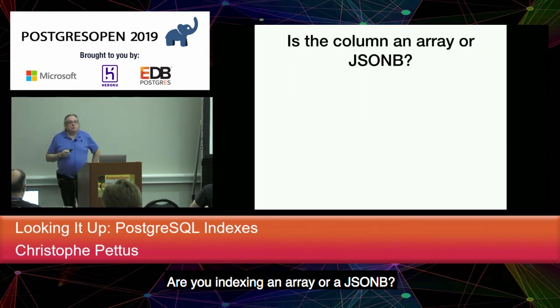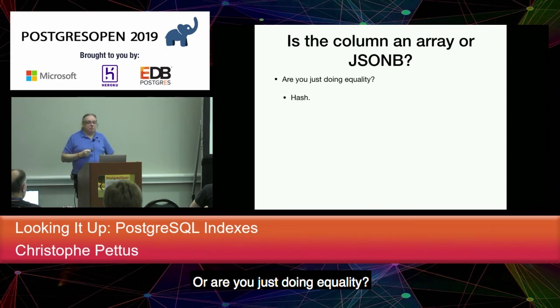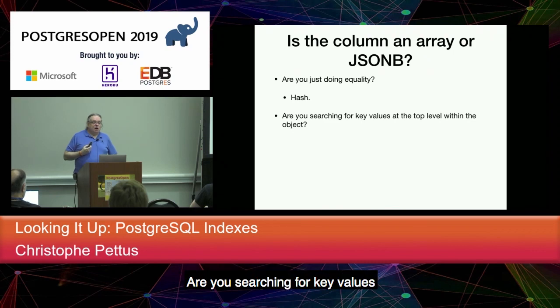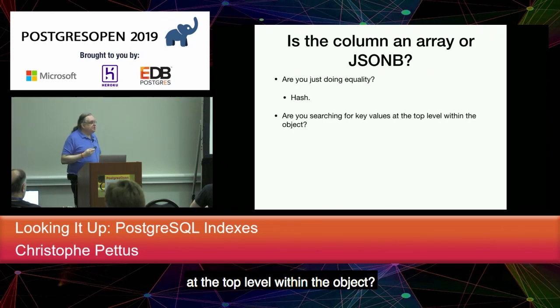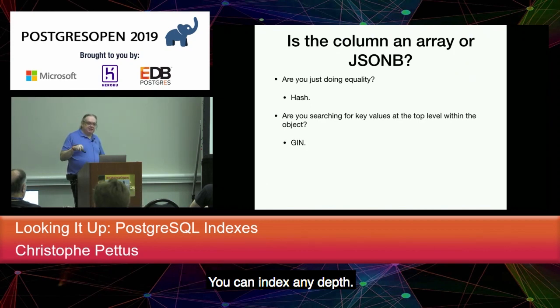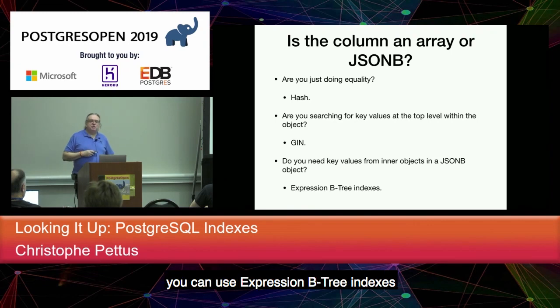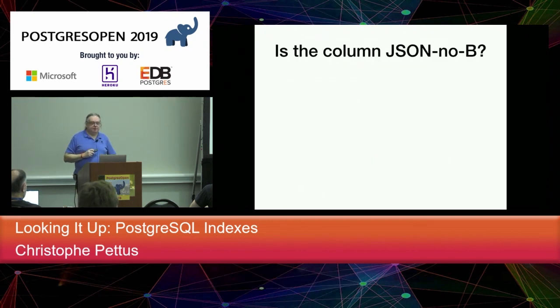Are you indexing an array or a JSONB? Are you just doing equality? Do hash. Works really well. Are you searching for key values at the top level within the object? This is actually an error in this slide. It should be just key values, period. You can index any depth. GIN is there for you. If you need keys from inner values, you can use expression B-tree indexes, or now you can use GIN. This is obsolete information, my apologies.